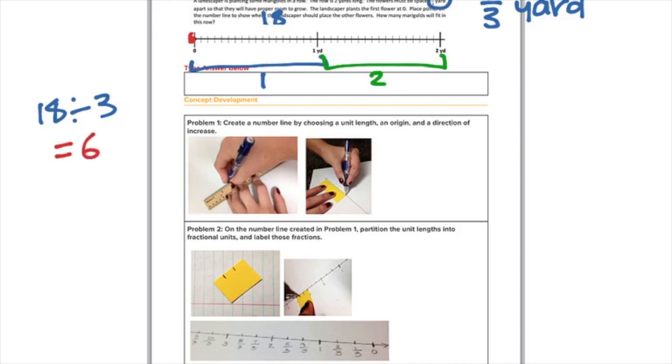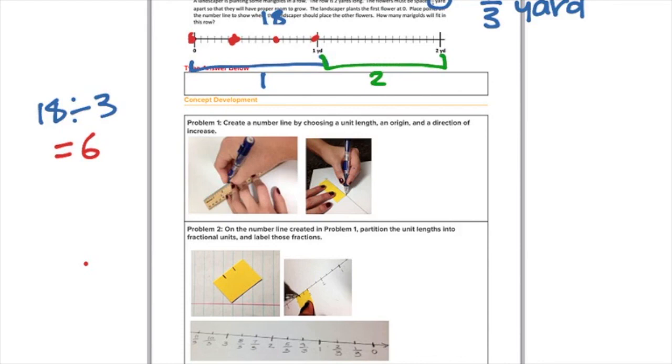So we have one that starts at 0. It told us that. So we're going to say 1, 2, 3, 4, 5, 6. 1, 2, 3, 4, 5, 6. 1, 2, 3, 4, 5, 6. Okay, but it wants to know where they should place them in the whole row, so in all 2 yards.